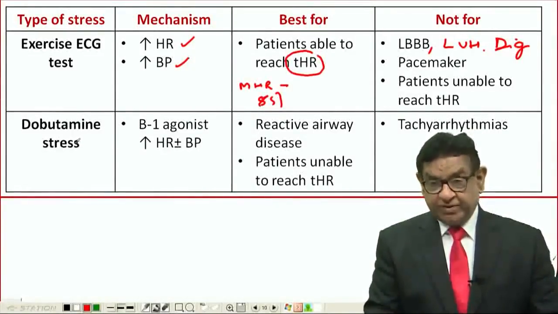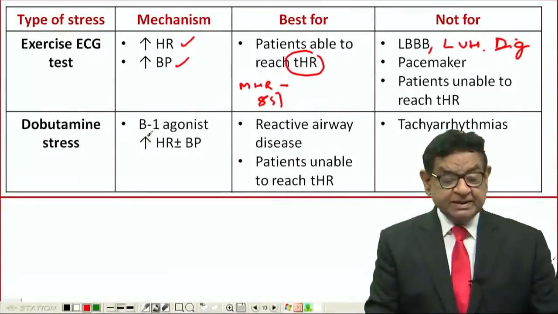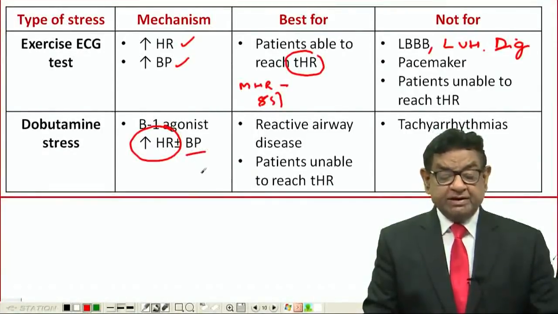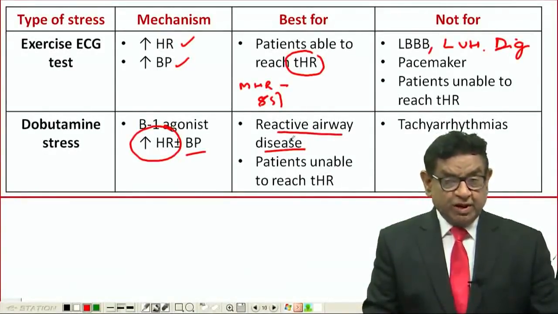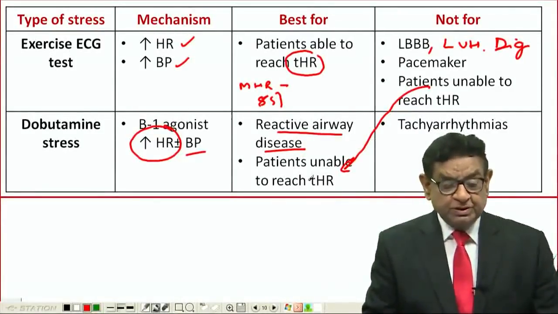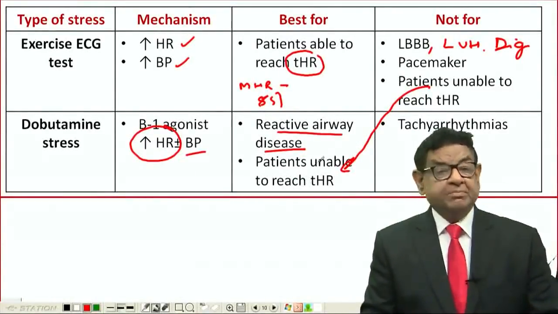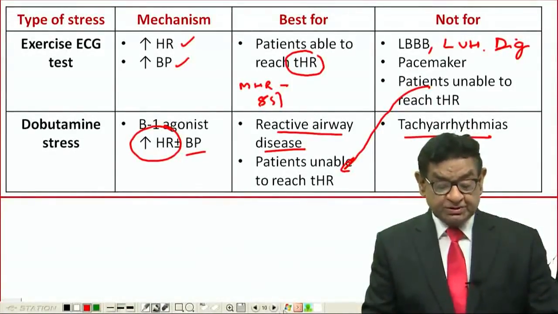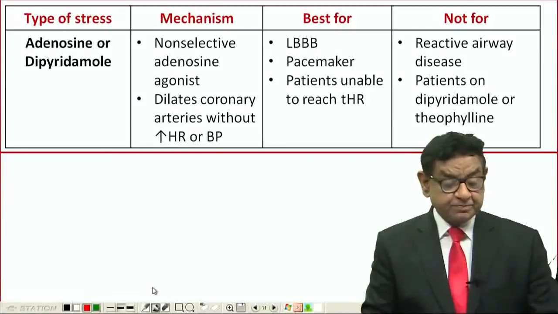Now we go for the pharmacological stress test, the dobutamine test. It is a beta-1 agonist. It mainly causes an increase in heart rate. BP may or may not increase. It is especially useful for those who have reactive airway disease, that means COPD, asthma, who are not able to run, or patients who are not able to achieve the target heart rate. Then we switch over to the dobutamine stress test. But it is not useful for those who already have tachycardia. We do not use this test.